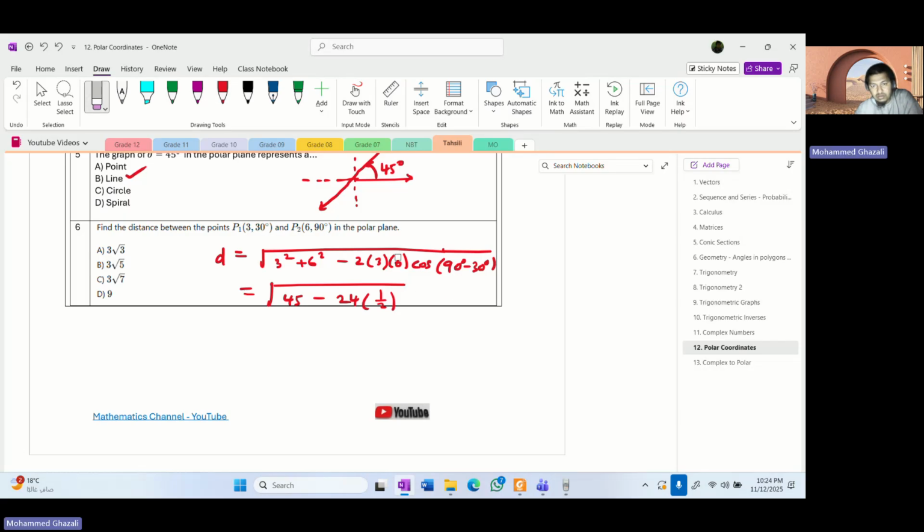Now, solving this equation, you get square root of 45 minus 12, which is the square root of 33, unless we made a mistake here. Square root of 33.